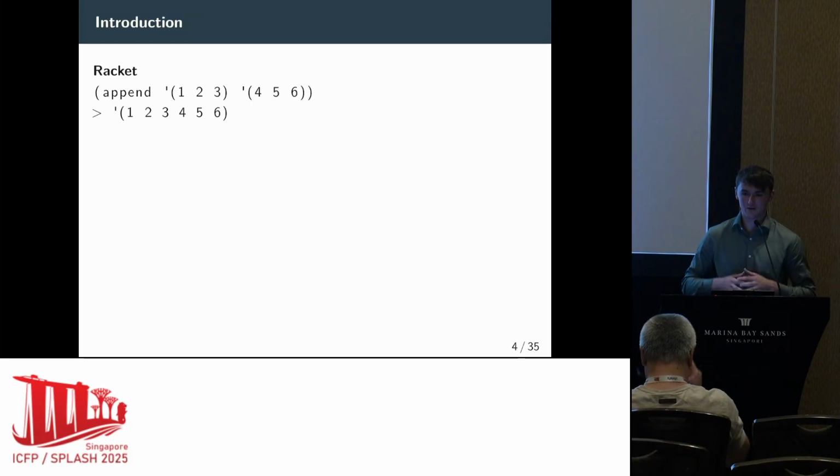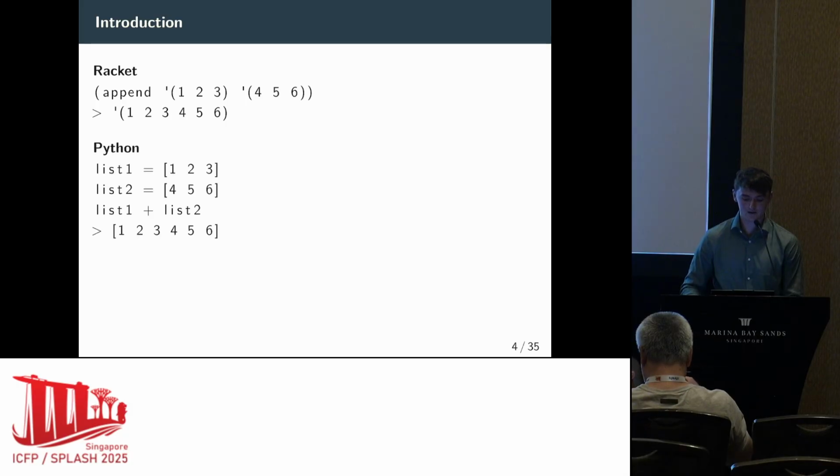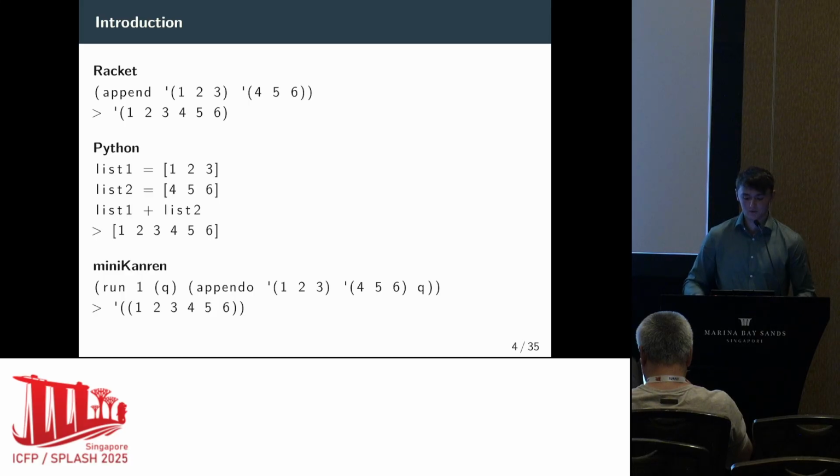When you're building up a semantics for your language, it's really important to understand what your values are, because the values are the things you're reducing towards, and they're the things that you stop reducing at. In Racket, you might put this expression into your REPL and get out that list. In Python, you might do something very similar. And in miniKanren, you could do a run query with the Pindo, and you'll get something that looks very similar to what you got in Racket.